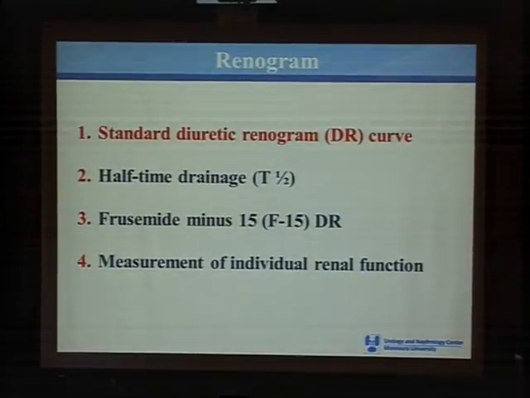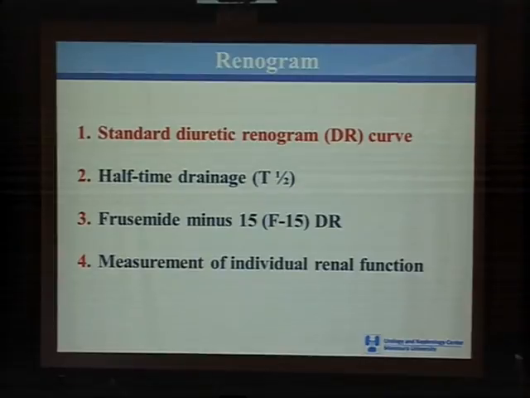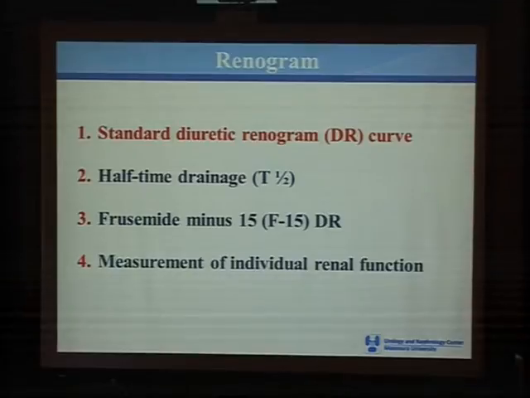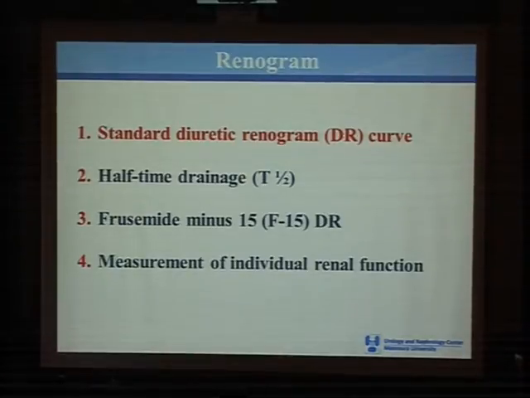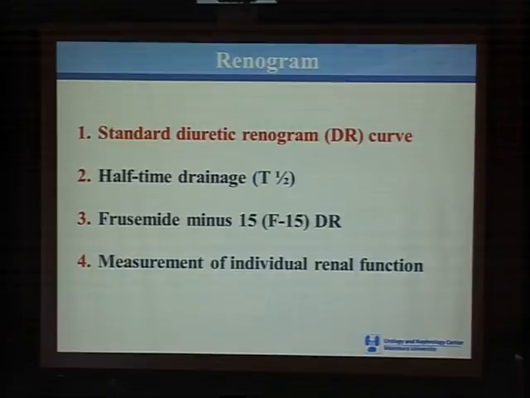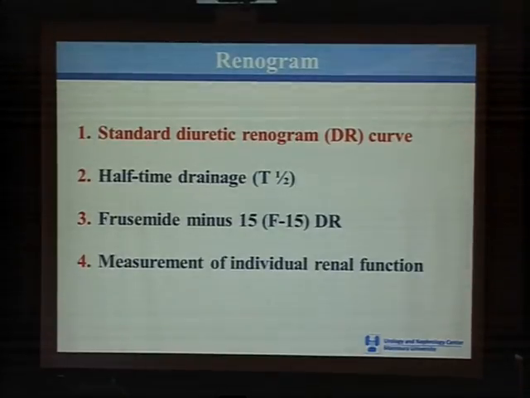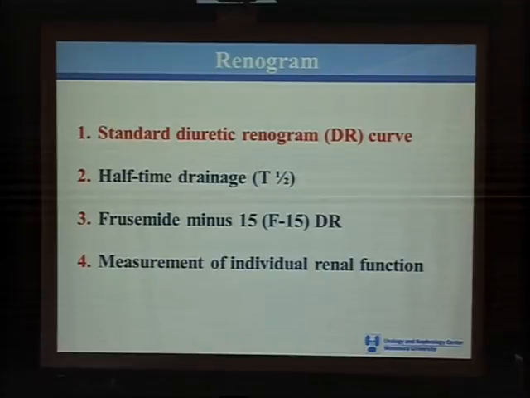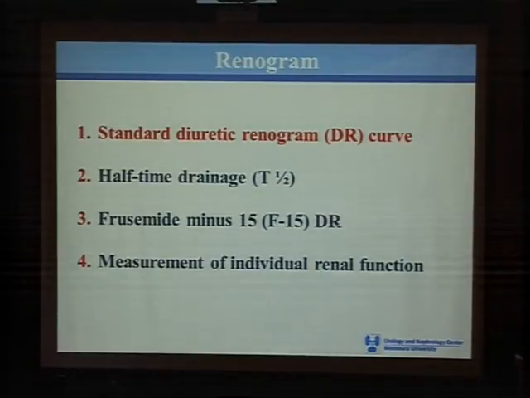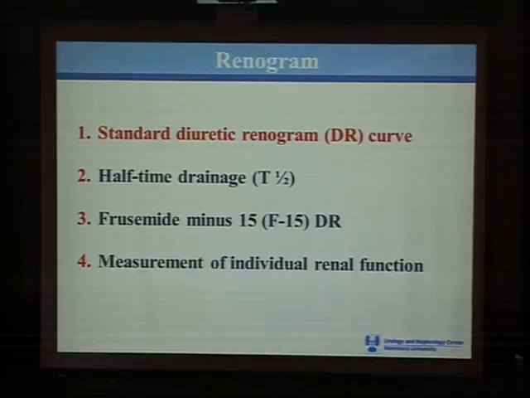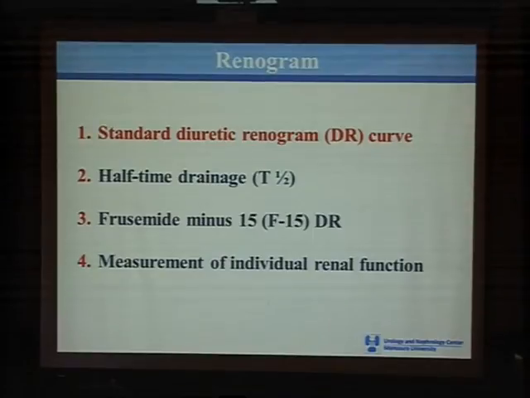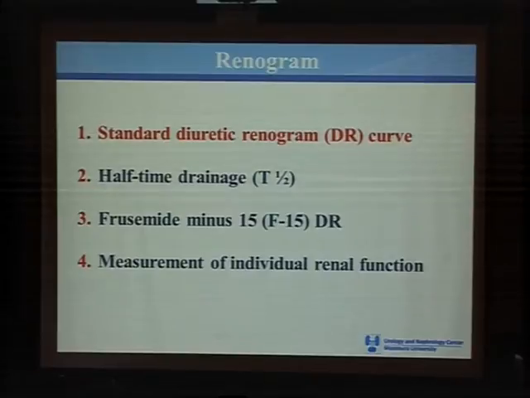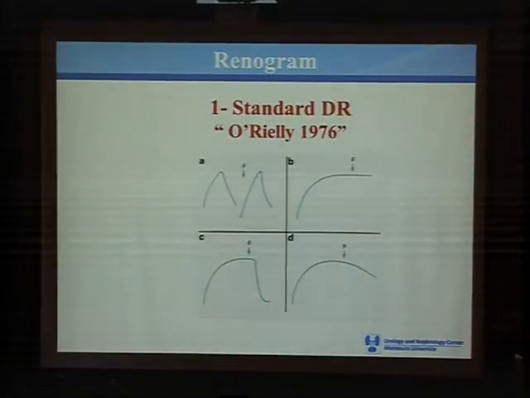The renogram could be used for diagnosis of obstructive uropathy in one of 4 ways. Number 1 is measurement of the standard diuretic renogram curve. Number 2, measurement of half-time drainage or T-half. Number 3, furosemide -15, F-15 diuretic renogram. And number 4 is measurement of individual renal function over the follow-up period. We are going to go through each of these items in some details. The first is the standard diuretic renogram.